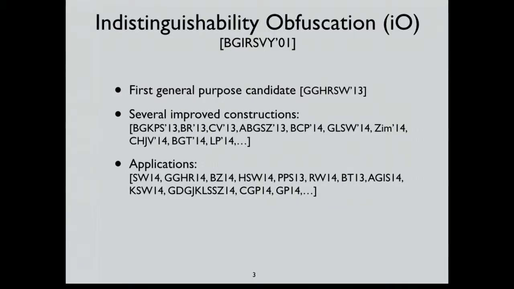This is completely different for indistinguishability obfuscation, that changed just last year. It was defined also by BGIRSVYOI, and we have the first general purpose construction in 2013. And since then, we have had a lot of new constructions which improve upon the original construction, analyze the attack models, and so on. And there are many, many applications that use IO now.